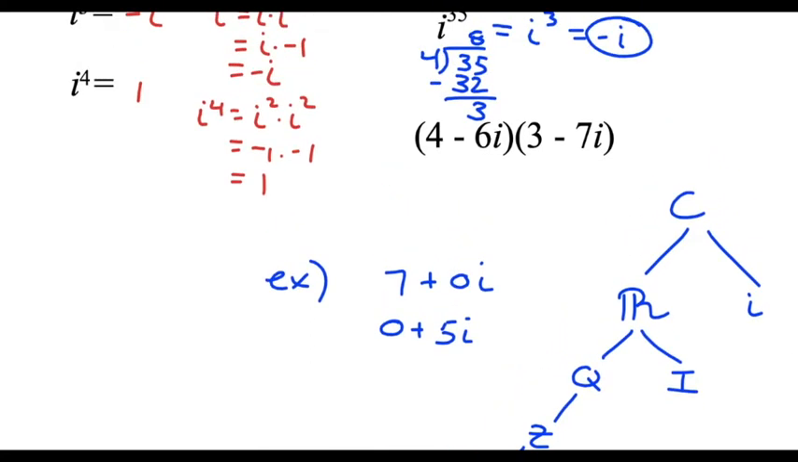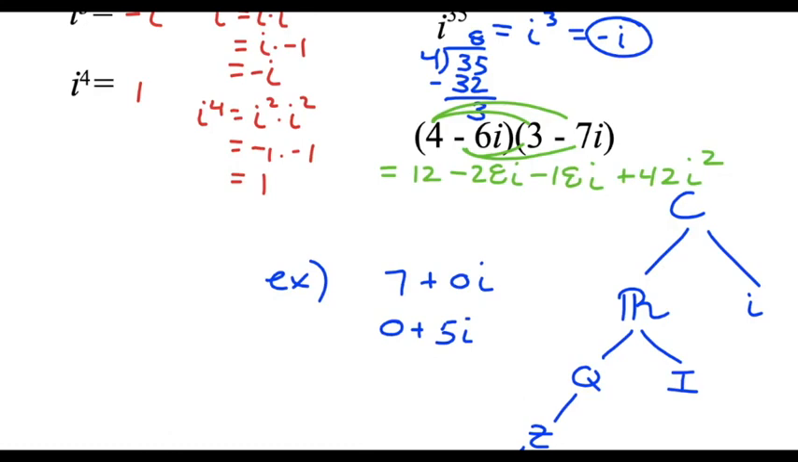If you just want to perform a product on two complex numbers, it's just foiling. So 4 times 3 gives you 12. 4 times negative 7i gives you negative 28i. Negative 6i times 3 is negative 18i. And then negative 6i times negative 7i, positive 42i squared.